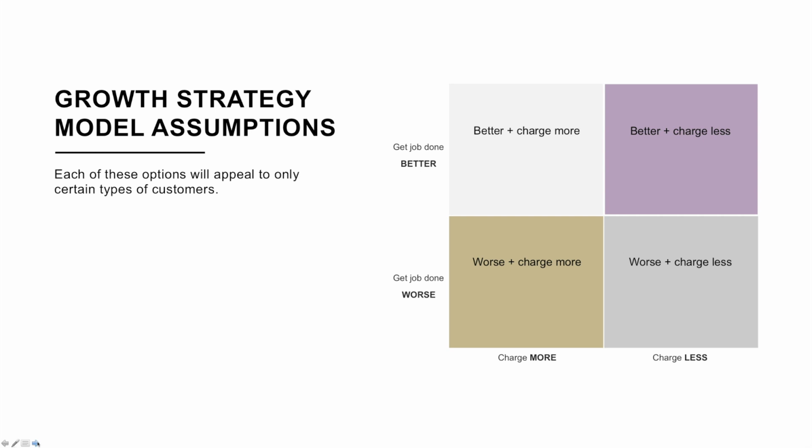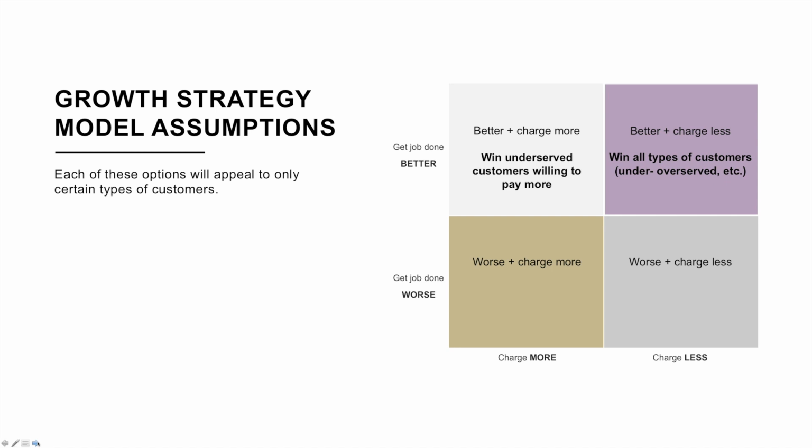Think of it this way. If we're going to get the job done better and charge more, what type of segment must we apply that strategy to in order for it to be successful? And the answer is we would have to target it at underserved customers who are willing to pay more. If we're going to get the job done better and charge less, well, who would that appeal to? Well, that appeals to everybody, whether you're overserved or underserved.